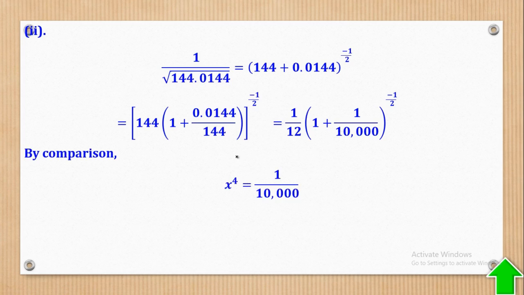Therefore, now by comparison, x to the power 4 is equal to this. Remember here, in the previous expansion, it was 1 plus x to the power 4. Therefore, 1 is already catered for, then this will now be equal to x to the power 4. That is why we are saying that x to the power 4 is equal to that.